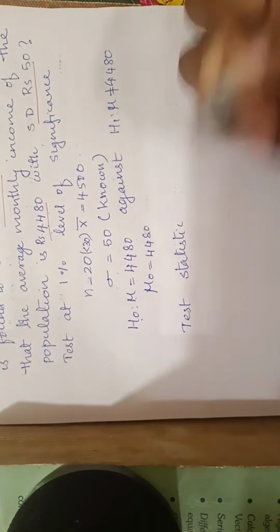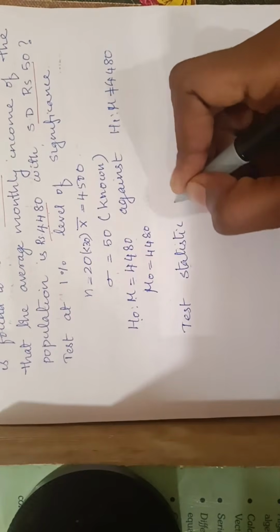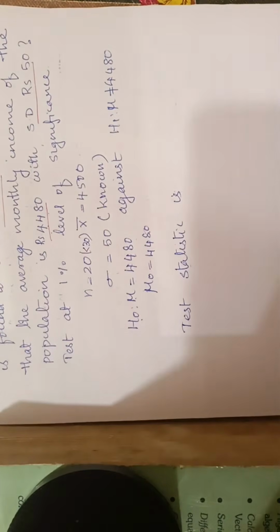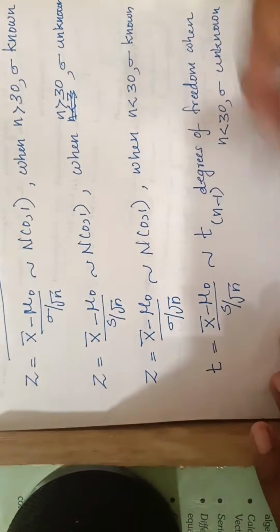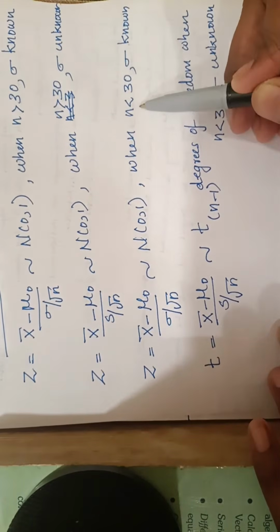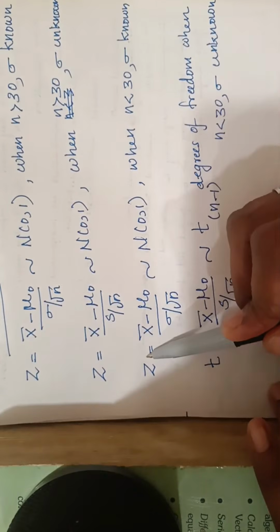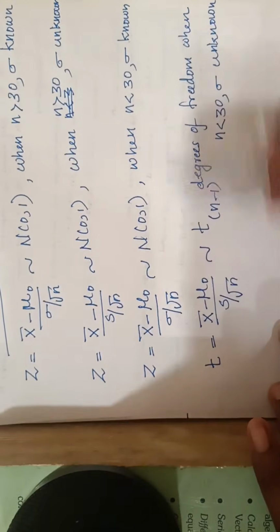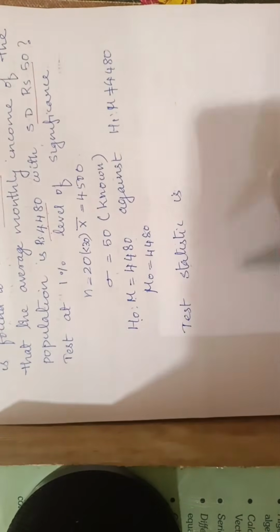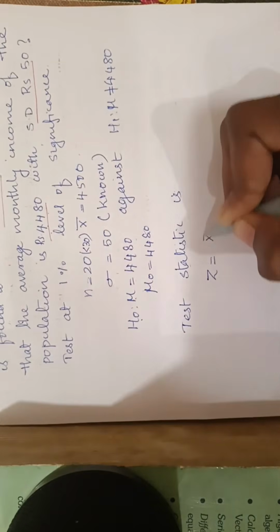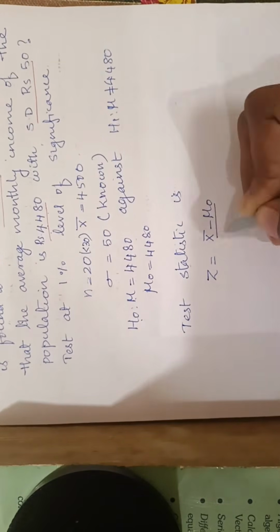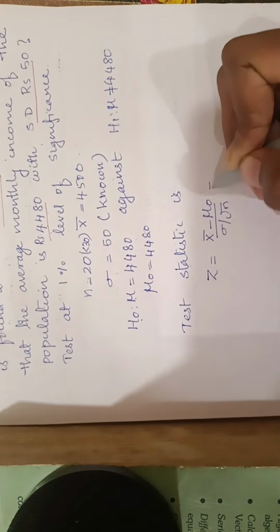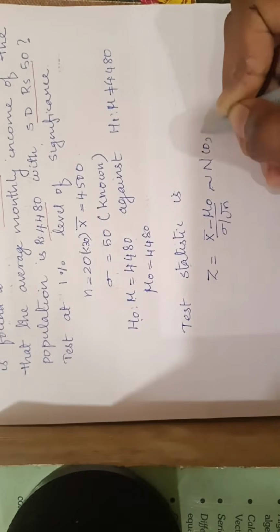We have discussed that in one of the previous videos. So n less than 30, sigma known, our test statistic will be z equal to x bar minus mu naught divided by sigma by root n. So this is our test statistic: z is equal to x bar minus mu naught divided by sigma by root n, which follows a normal distribution with mean 0 and standard deviation 1.